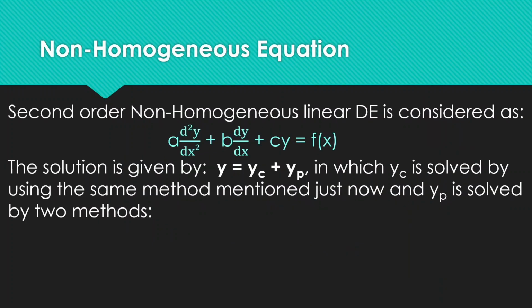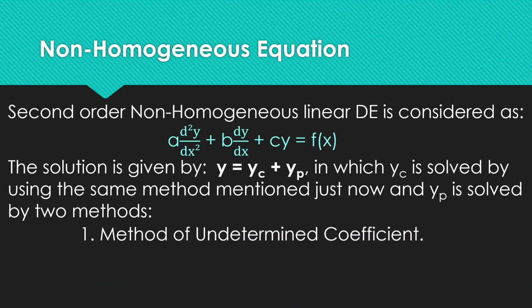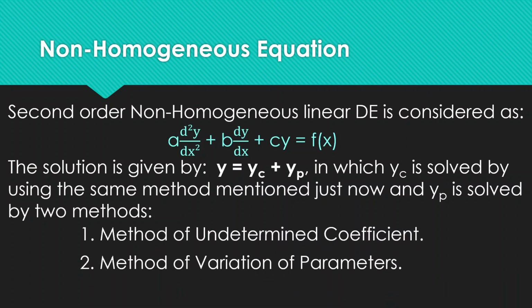Next, for the second order non-homogeneous linear differential equation, the equation is considered as a d²y/dx² + b dy/dx + cy = f(x). The solution to the equation is given by y(x) equal to complementary function yc(x) plus particular integral yp(x). The yc(x) is determined by the method mentioned just now, and yp(x) is solved by either of the two following methods: method of undetermined coefficient and method of variation of parameters.